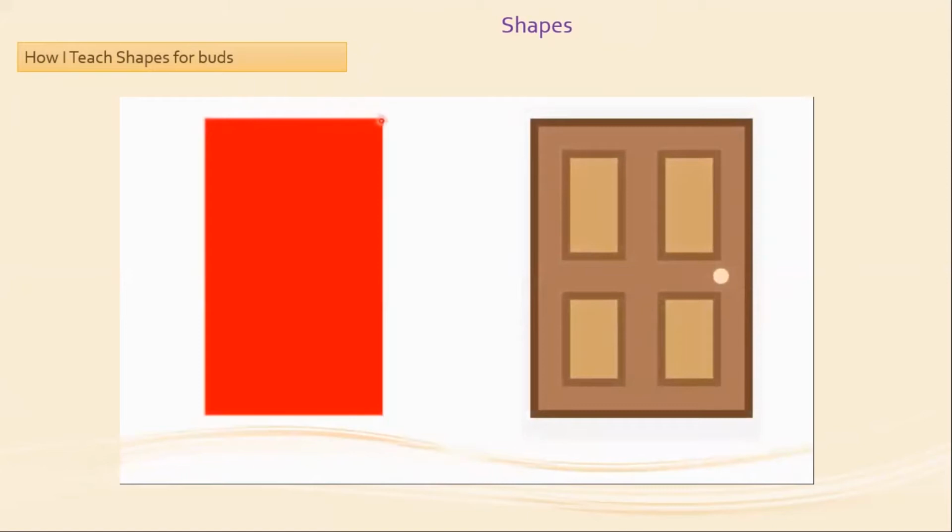This is a rectangle. The color of the rectangle is red. Red color. The door is in rectangle shape.